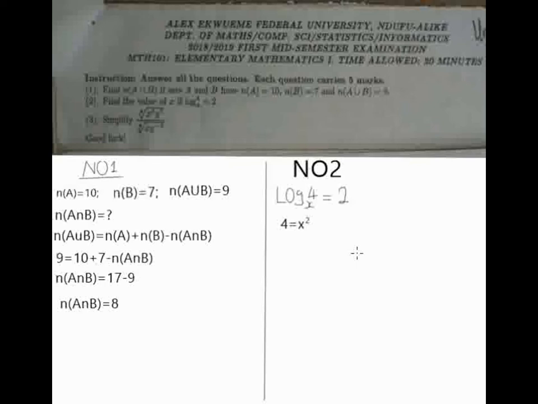So what you have now is the value of x squared. And for you to get the value of x from x squared, you take the square root of both sides. Square root of x squared is x, whereas square root of 4 is 2. And that gives us our final answer.